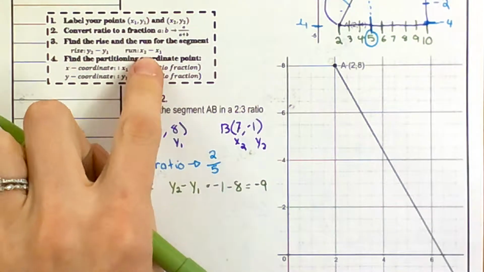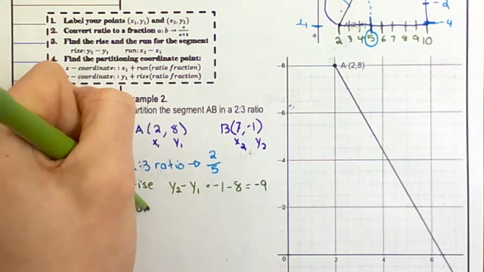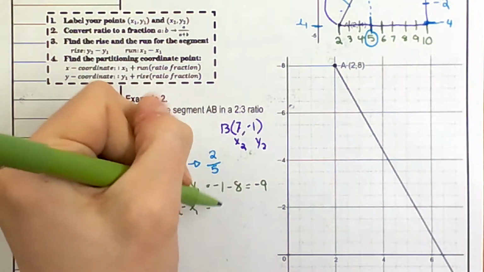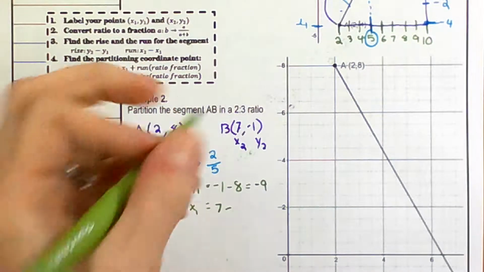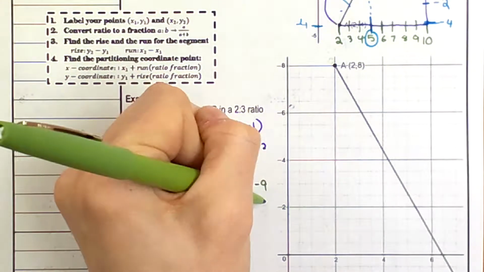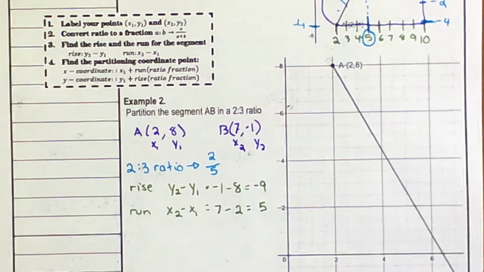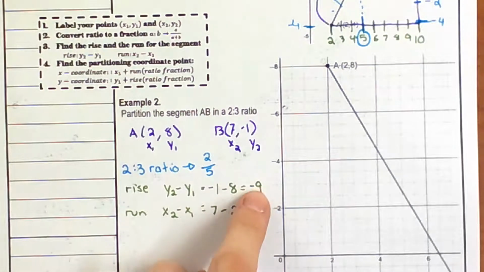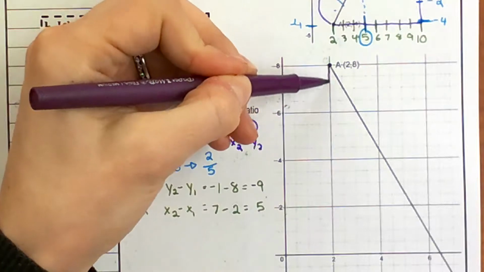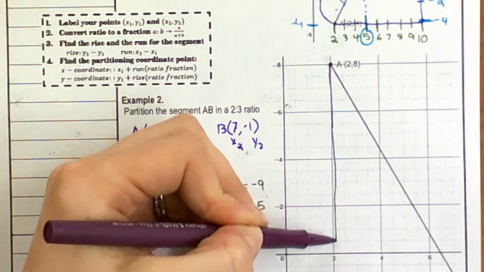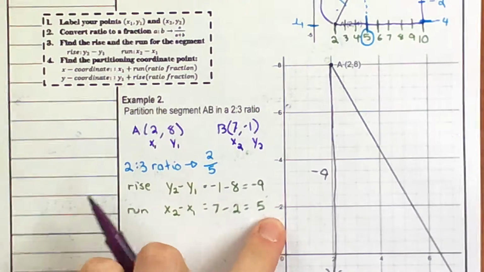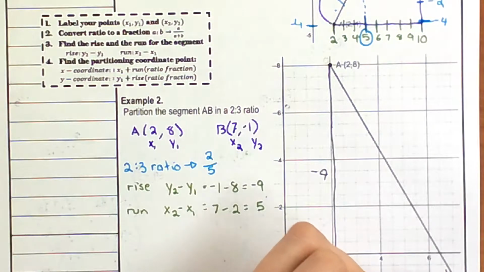Okay, and then we're going to do our run. So our run is x2 minus x1. x2 is 7. 7 minus 2. So 7 minus 2 is 5. So now this number right here represents how much we went down right here. So that is where that negative 9 comes from. The 5 comes from how much we had to go over.